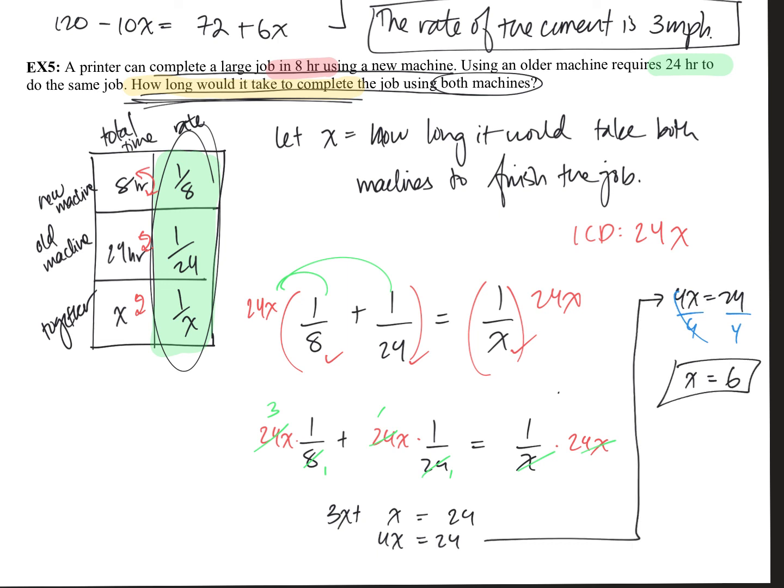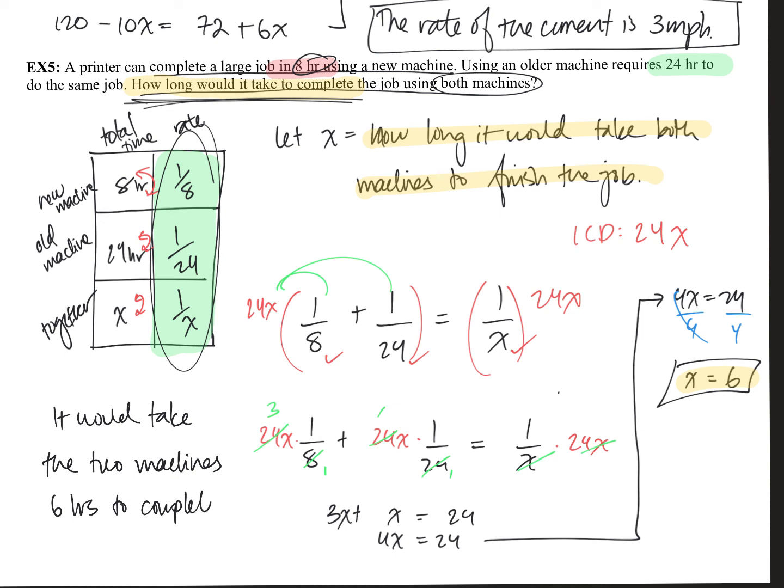Awesome. Are we done? Almost. We're close. It's a word problem, so we need to answer in word form. So the answer would be, well, what does x stand for? It stands for how long it would take the machines to finish the job together. So it would take the two machines 6 hours. That's our unit. Remember the units. 6 hours to complete the job together. See, teamwork. Teamwork always works.